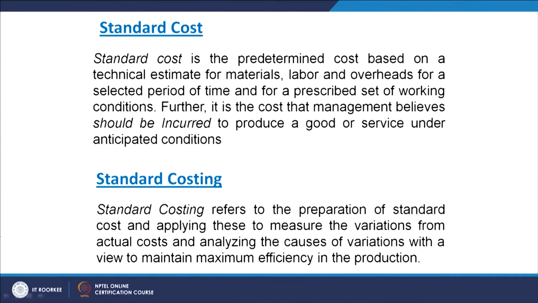Right. So, now we will proceed further and learn what the standard cost is and what standard costing is. It has two components. First is the standard cost, and then the standard costing. Standard cost is basically a predetermined cost, and standard costing is the technique of calculating the standard cost. It is called the standard costing process.